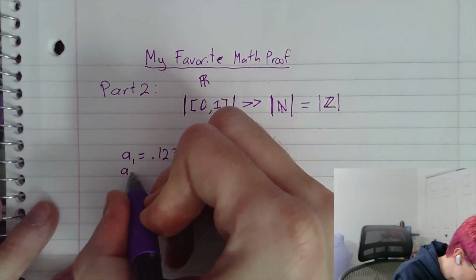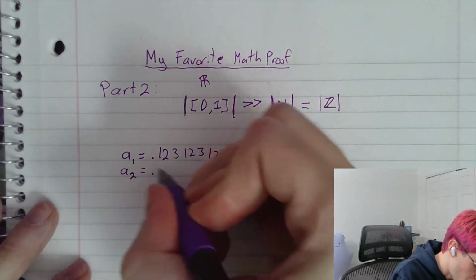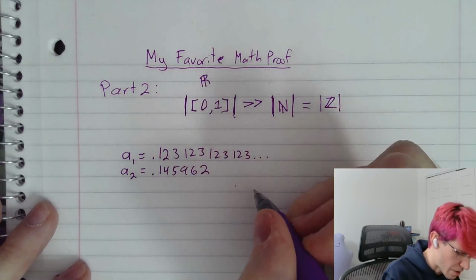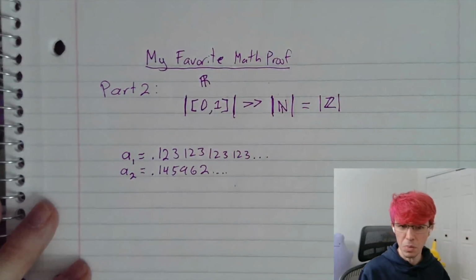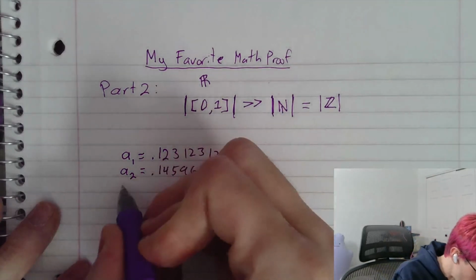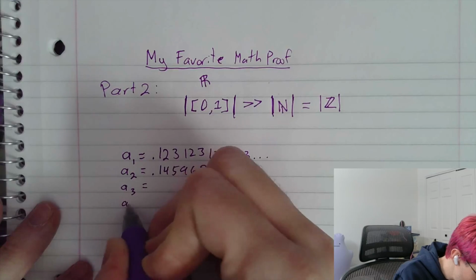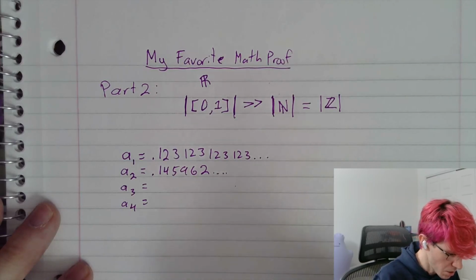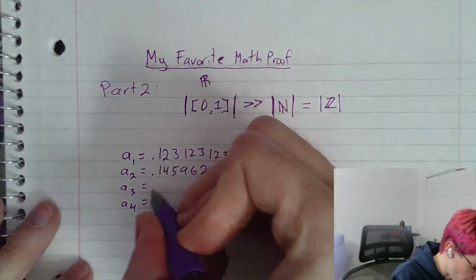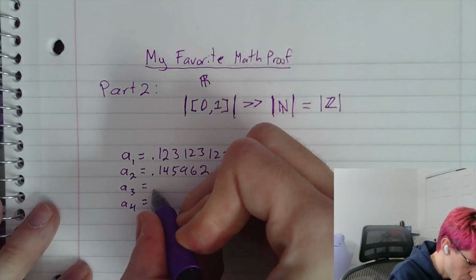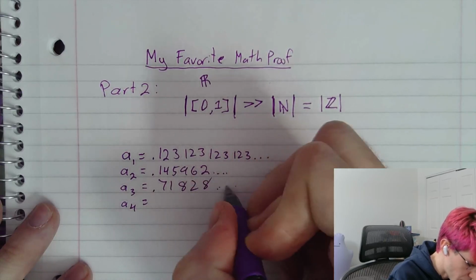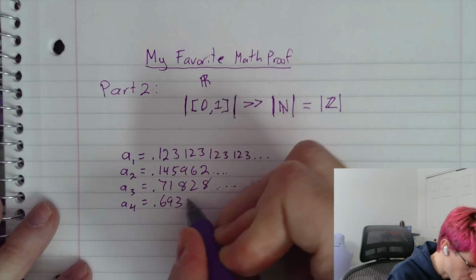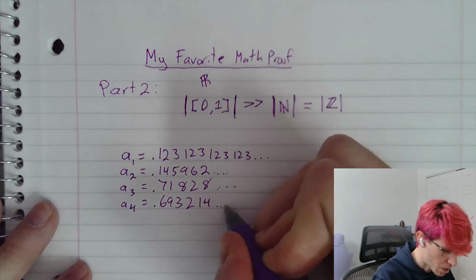I'm going to decide that my second number is 0.145962. I forgot the rest of what pi is, I'm going to keep on going, but that's actually just pi minus 3. That's our second one. In order to make this argument, I'm going to need at least 4 numbers to make my point. So how about we get another one: 0.71828, dot dot dot. There you go, we got e minus 2. And how about another one: 0.693214. We got the ln of 2 coming in here.